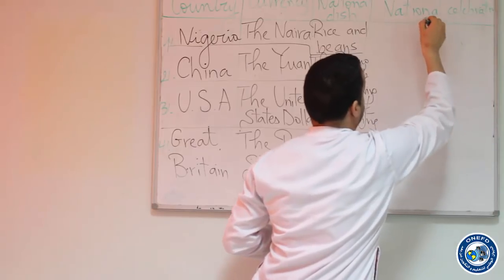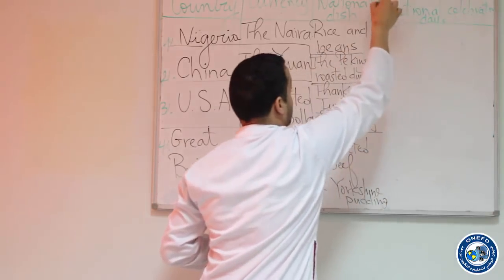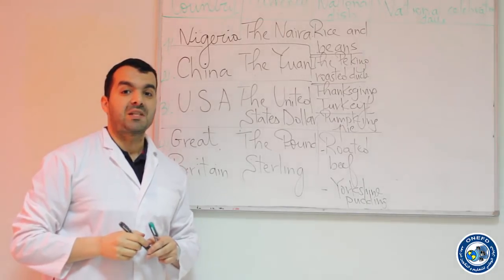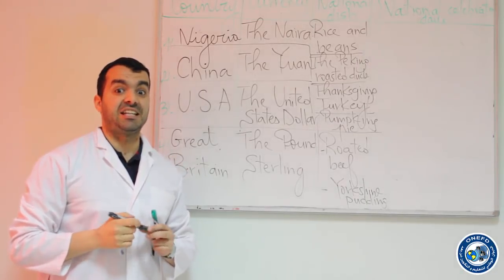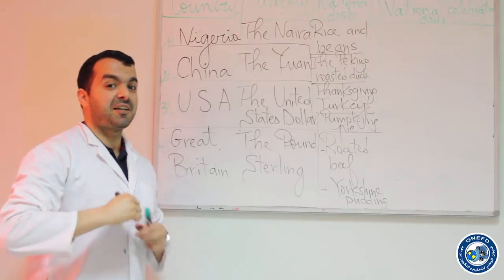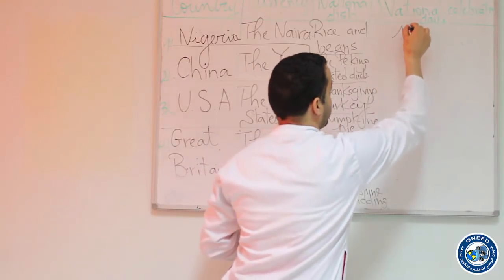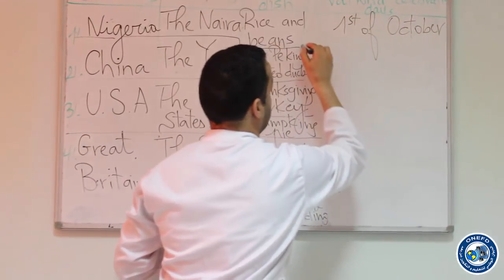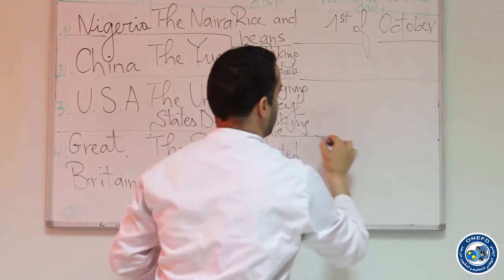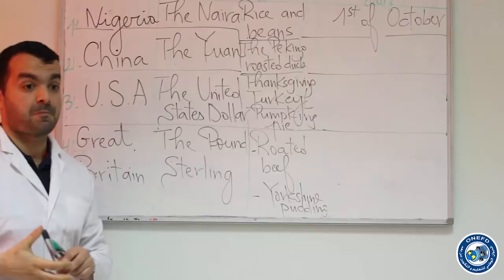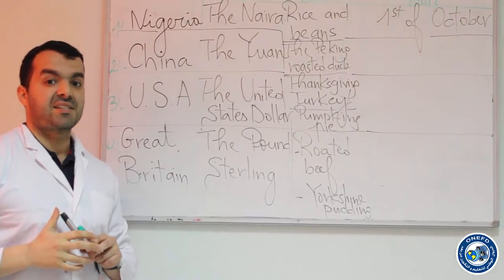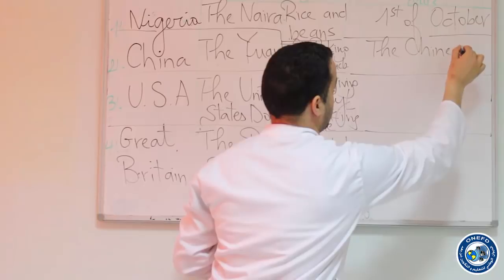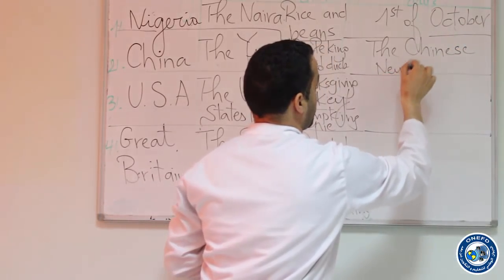Now, okay, let's move on to national celebration days. Let's start with Nigeria. What is the national celebration day in Nigeria? Okay, can you remember? It's the 1st of October. What about China? It's the Chinese New Year.